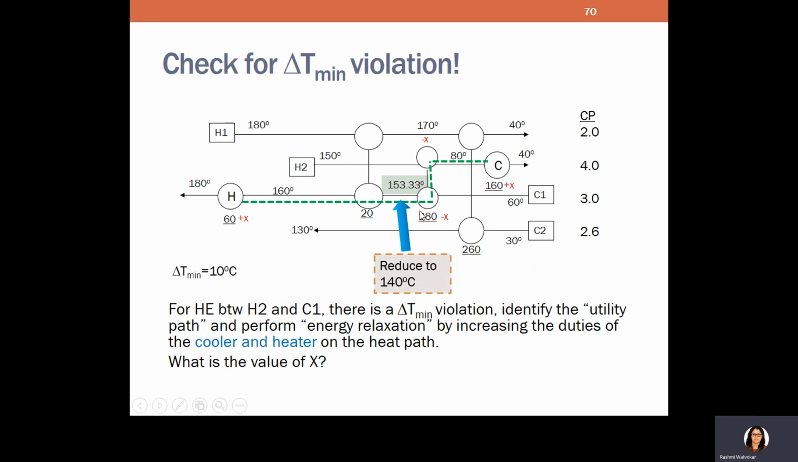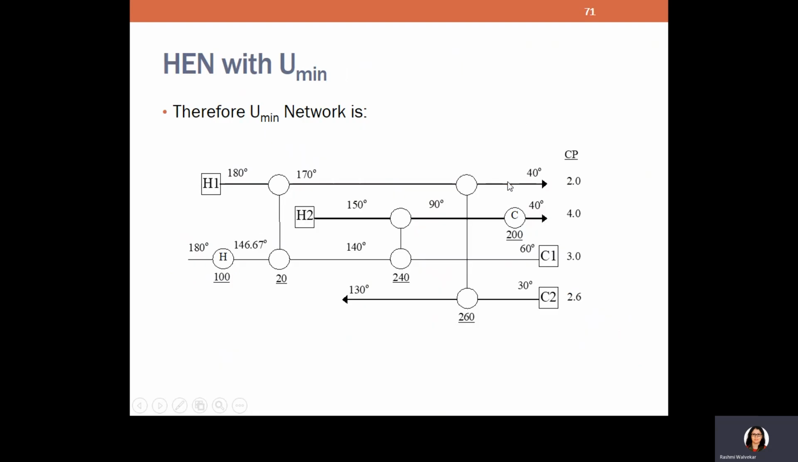So now how to calculate the value of X? The value of X is calculated by using Q equals MCP delta T. So now what is your Q? Your Q is 280 minus X equals CP. Your CP of this stream is 3. What is your delta T? So it is 140 and then this is 60 degrees Celsius. So then you can calculate the value of X. Okay, and that X you just add in here and to your column. Then you get your revised exchanger network.